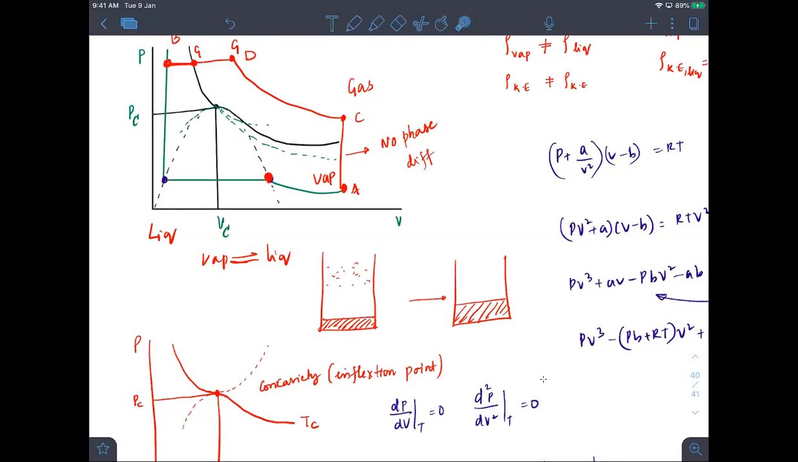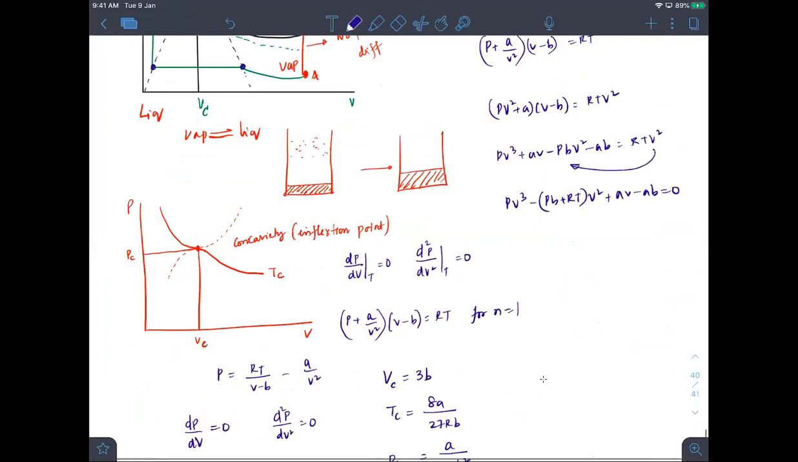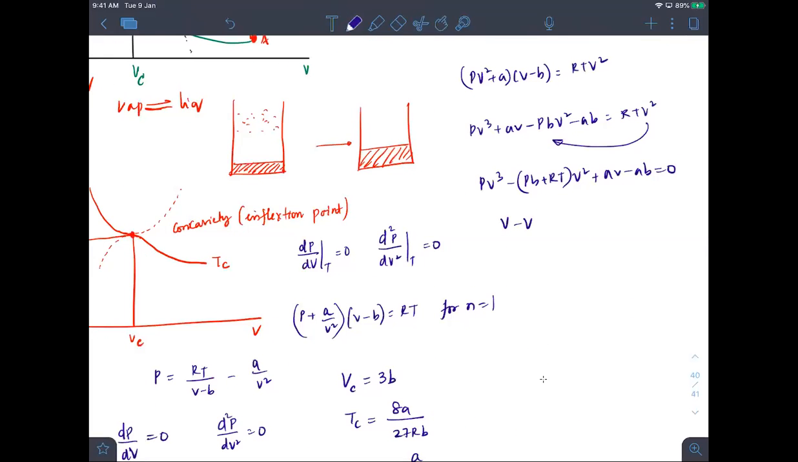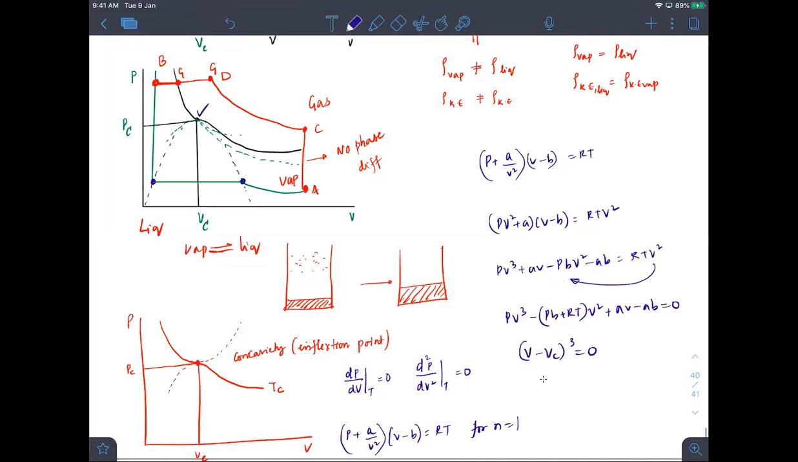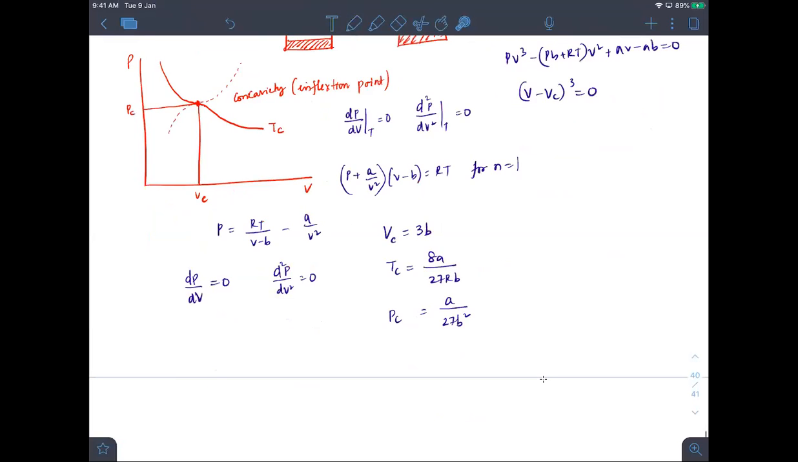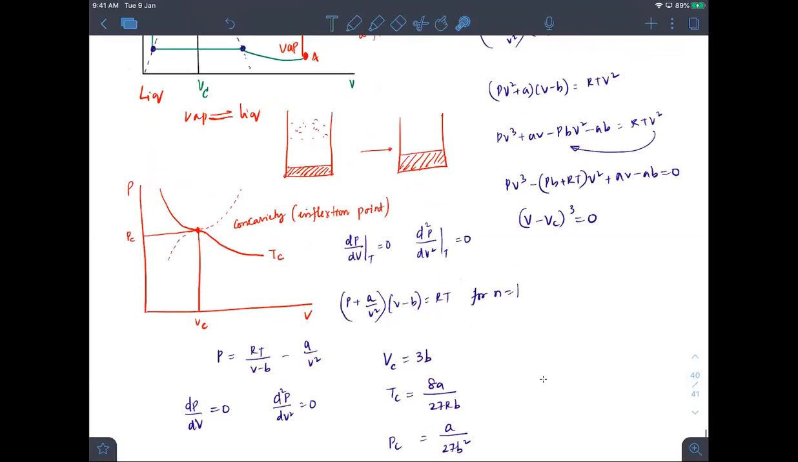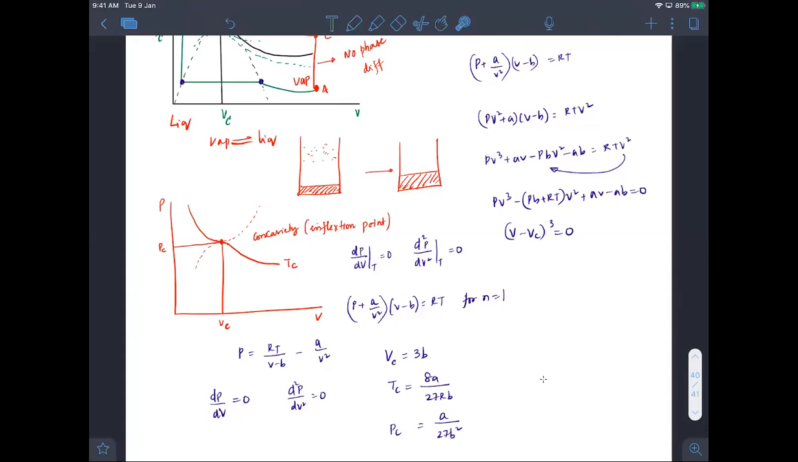See, these are two distinct points, so there can be many volume values. But imagine these 2 points as they approach this point, what are they becoming? They are becoming equal roots. Which means this third degree polynomial has something like this: (V minus VC) whole cube equal to 0. Such a root comes here, because all three roots should be equal at this point. And if you expand this and compare, you will get the same PC, VC, TC. So these are the two methods by which you can calculate PC, VC, TC.